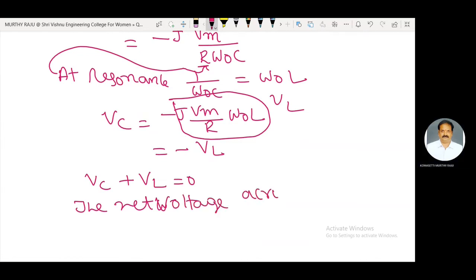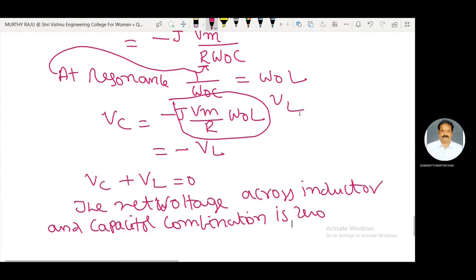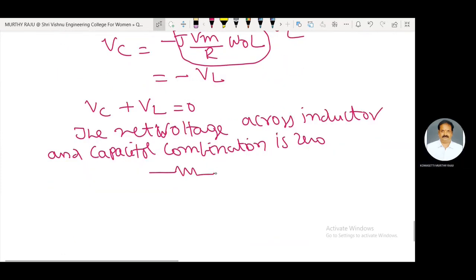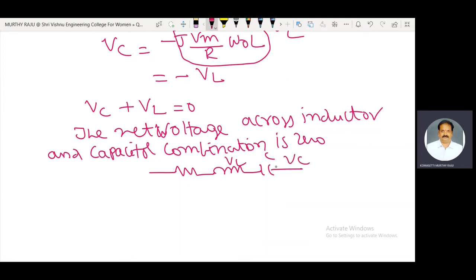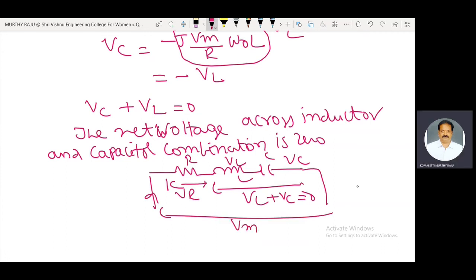The net voltage across the inductor and capacitor combination is zero at resonance. This one is the resistance, this one is the inductance, this one is the capacitance, this one is VL, this one is VC. VL plus VC is equal to 0. Therefore, only VR is present, and that VR is equal to Vm. The resonant current is I0.